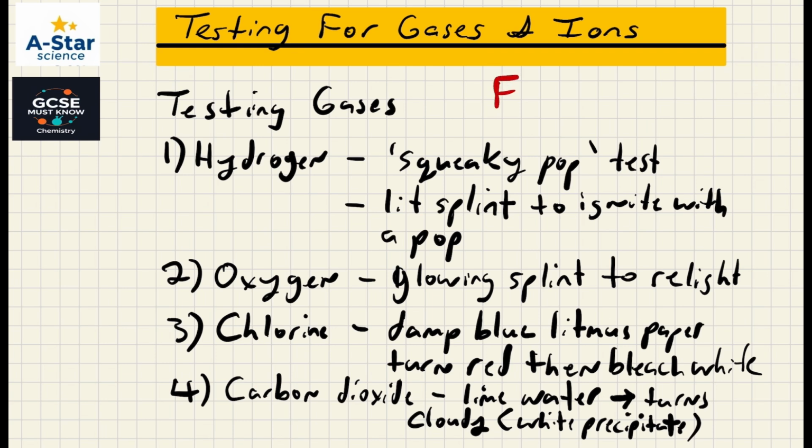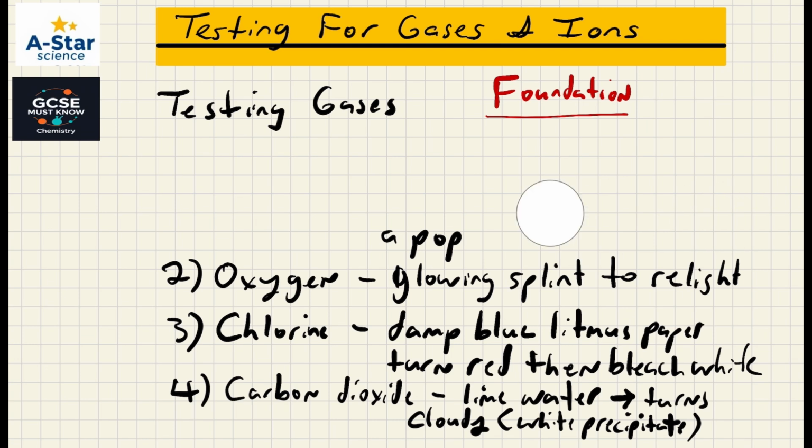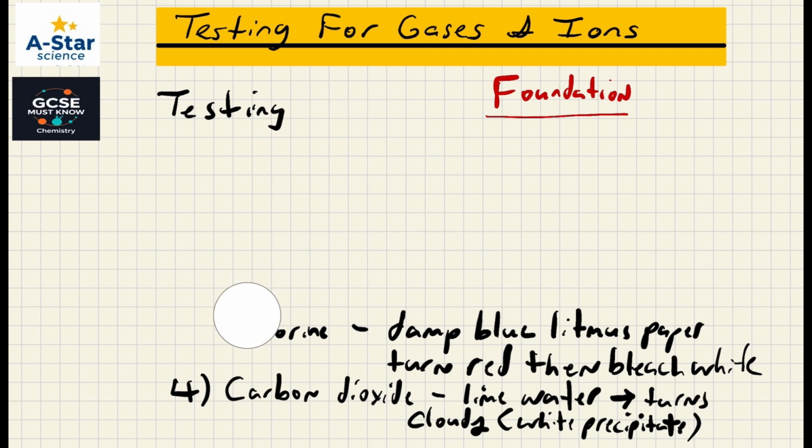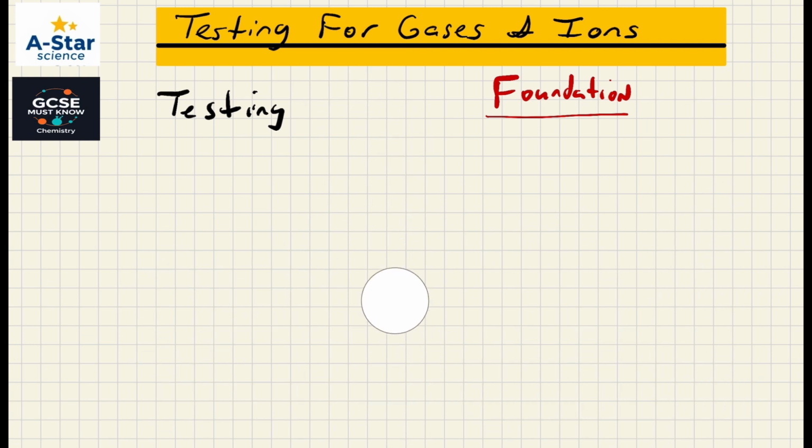Now, these are the main gases, testing for gases that you need to know for the foundation paper. The tests that we're going to talk about now are tests that you only need to know for separate science. However, before I do that, there is one more test, actually. This isn't a test for gases, but this test does come up in the organic side of your topic, and that is the test for bromine. And in fact, it's not the test for bromine, it's the test for alkenes.